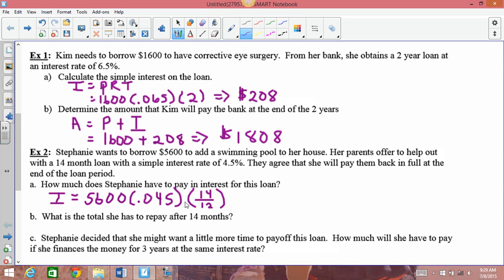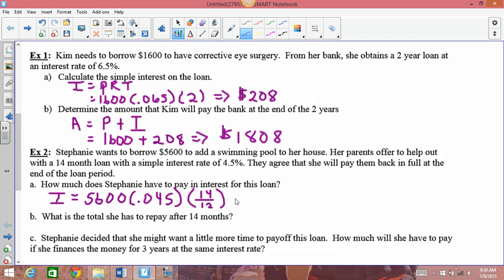And you can type that into your calculator from left to right, and your calculator should give you the answer. I would prefer you not to do the 14 divided by 12. If you do 14 divided by 12 in your calculator, just for example, you're going to get 1.166667.